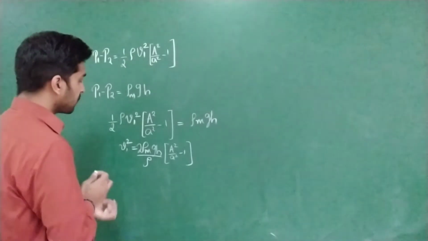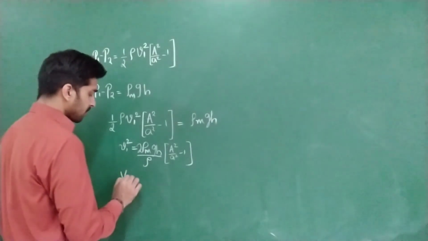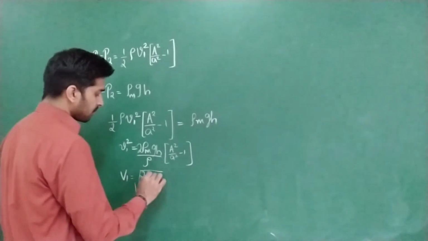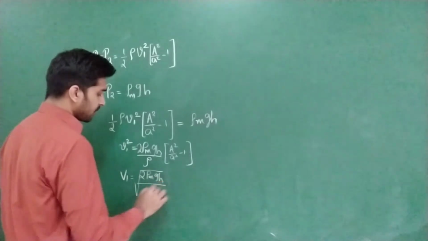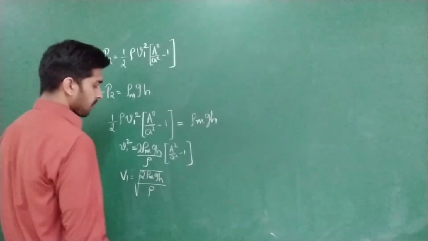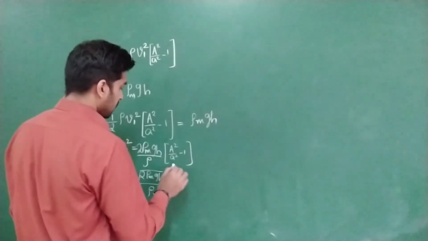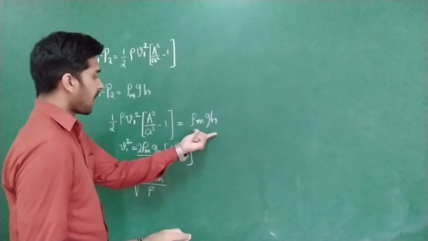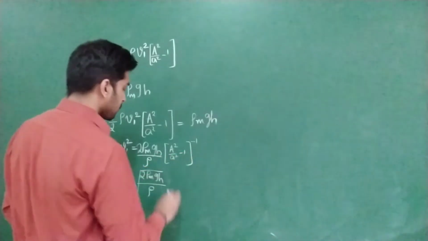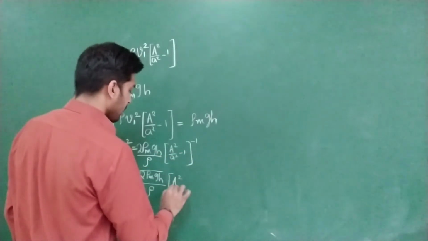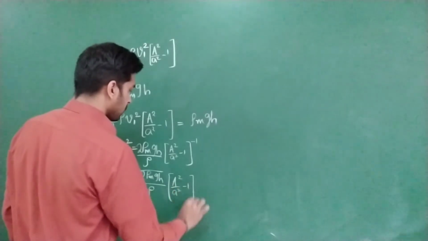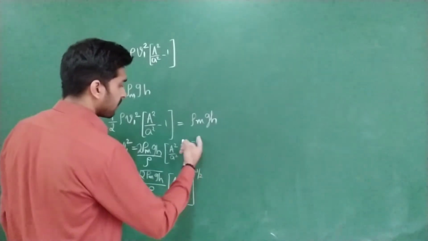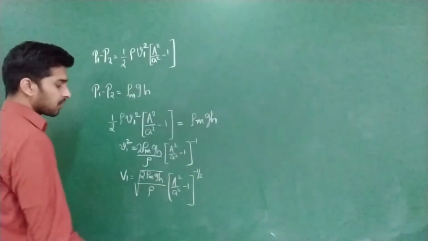So if we calculate V means what we will get, sorry, V1 means V1 is equal to root of 2 rho m GH whole divided by rho. Yeah, and here this is actually minus 1 because it will shift to denominator. I am considering it in numerator. So what I can write here, A square by A square minus 1 whole power minus 1 into 1 by 2 means minus 1 by 2 by root. 1 by 2 is nothing but I am taking root here. Clear?